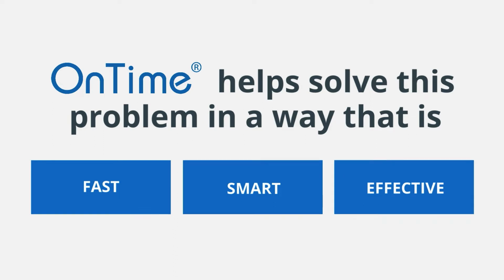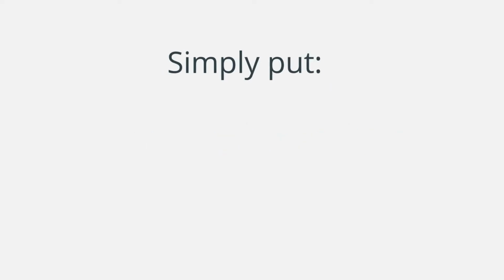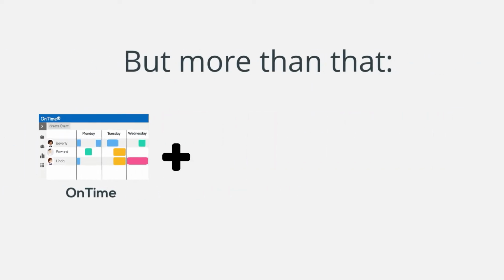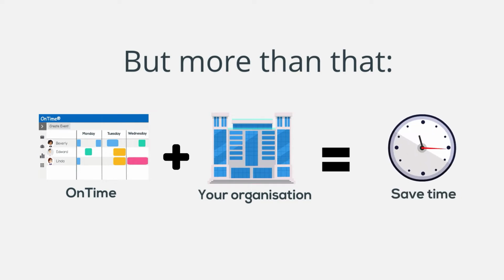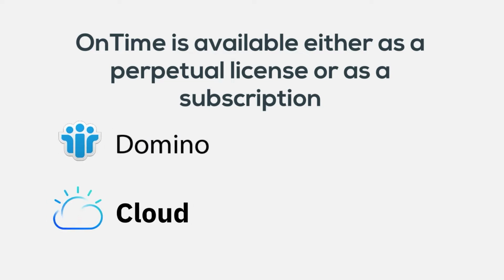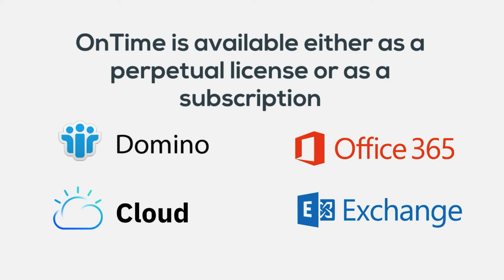in today's email solutions. What is OnTime? Simply put, OnTime is a group calendar. But more than that, OnTime Group Calendar is an easy way for your organization to save time. OnTime is available either as a perpetual license or as a subscription that supports Domino, Cloud, Office 365, and Exchange, either individually or as a combination of several of the email platforms.